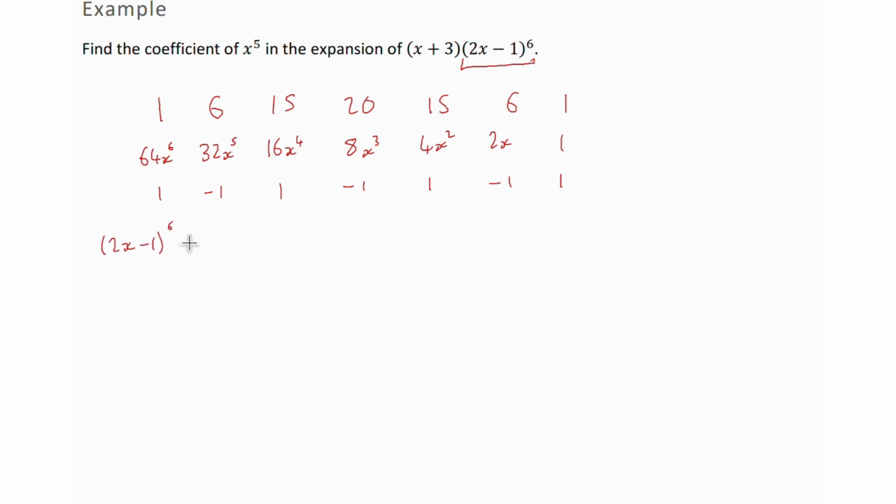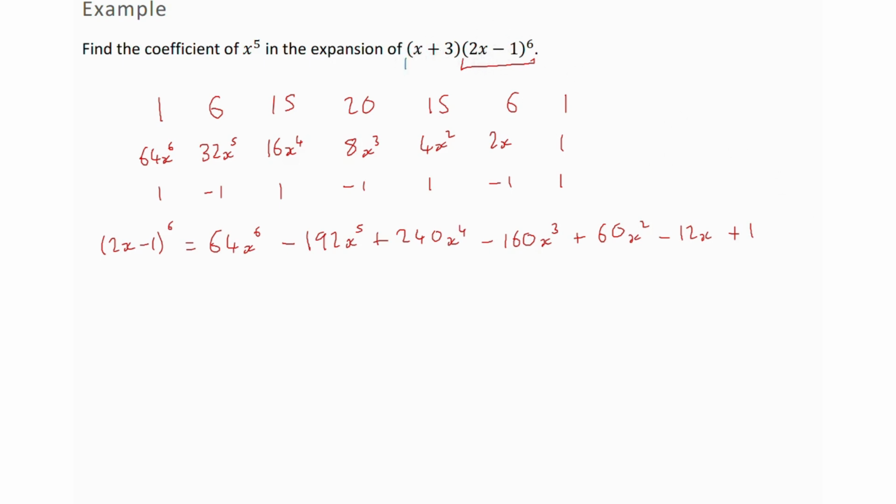Now once we've worked out all of that and we multiply down, we're going to get that 2x minus 1 to the power of 6 is equal to 64x to the power of 6 minus 6 times 32 is 192x to the power of 5 plus 15 times 16 is 240x to the 4. 20 times 8 is going to give me minus 160x cubed. 15 times 4 is plus 60x squared minus 12x plus 1. So that's the full expansion of this binomial.